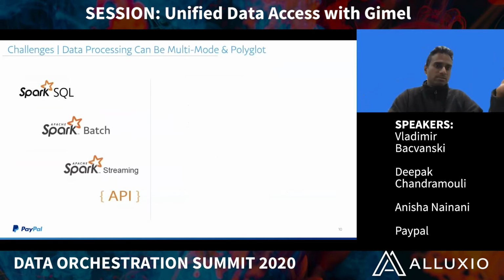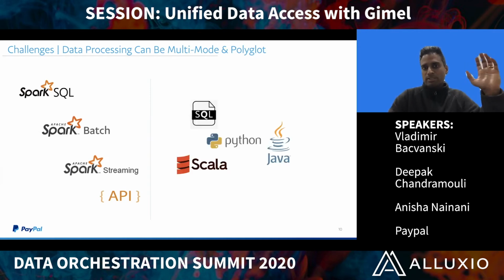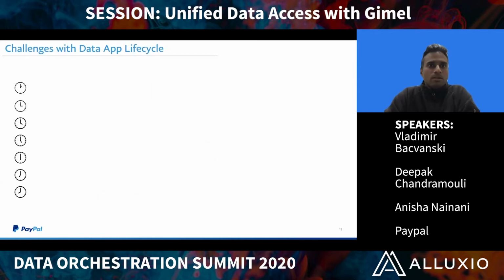Now, if you take this pattern and apply it just within the realm of Spark, you can write and access data in Spark SQL. You can access data through Spark Batch or streaming or the unified APIs. At the same time, you can express this logic in the form of Scala, Python, Java, SQL, and there are many more options as Vlad described before. So let's look at the challenges in deploying a big data application.